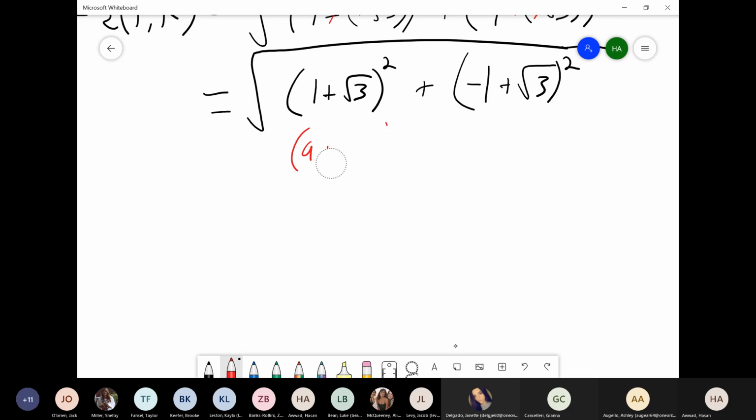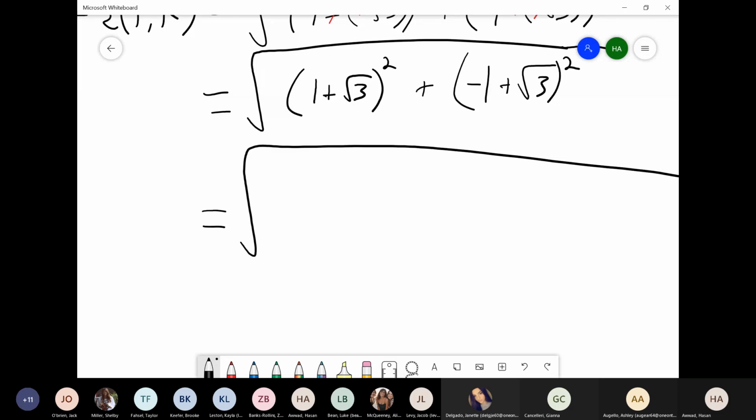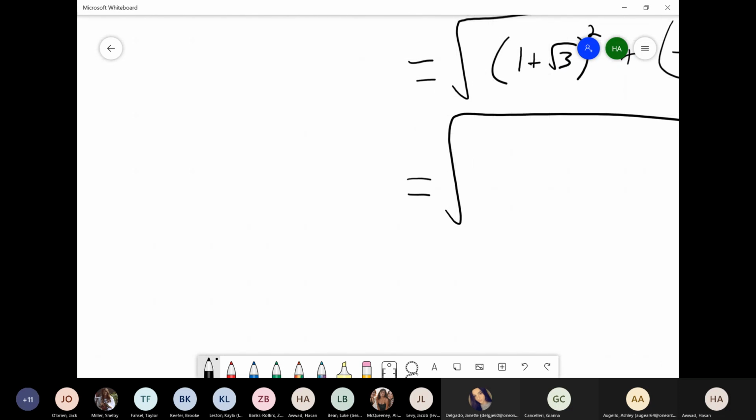So the first one is 1 plus square root of 3 squared. Let's see what we end up getting for that. We know it's all under this big long square root. Okay, so a plus b squared. We know that that's going to expand out to be a squared plus 2ab plus b squared, right? I'll write this off to the side.